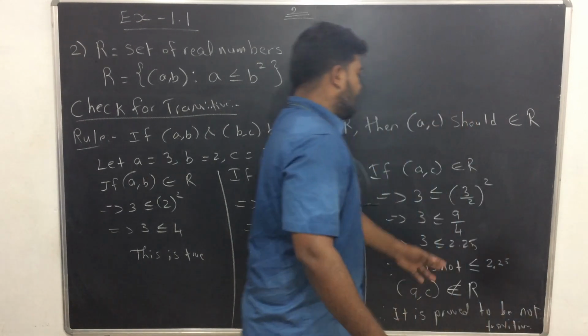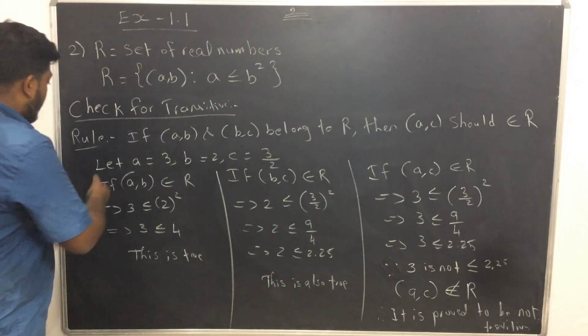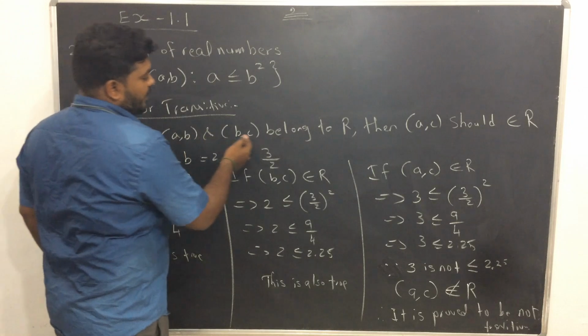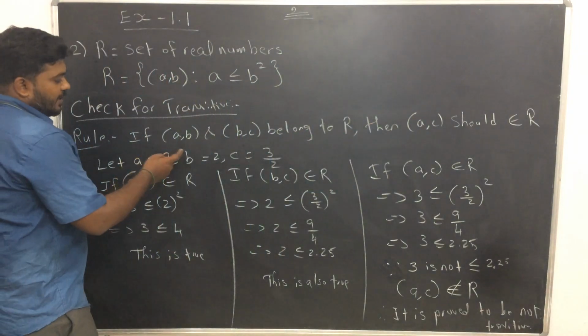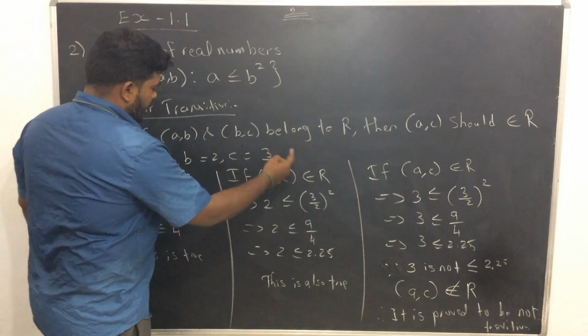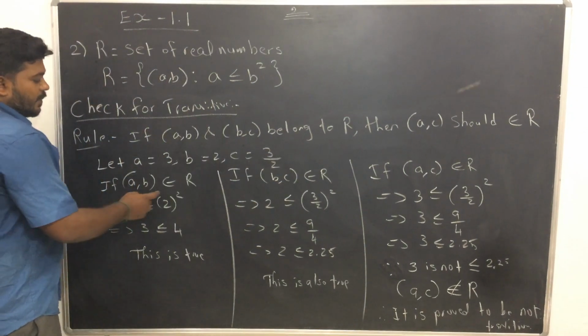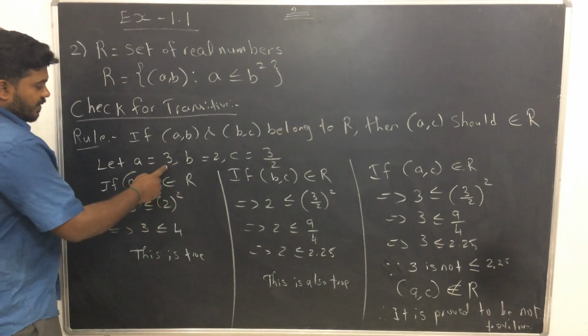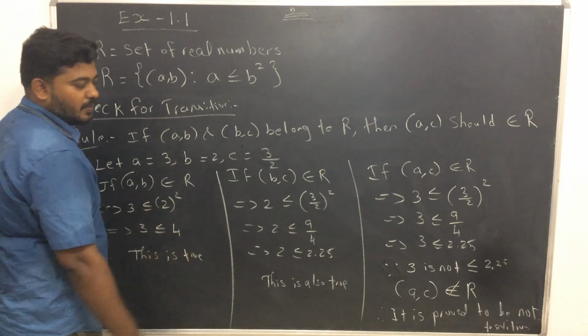I have very little space here, so pardon me. So how did we start? We started by saying the rule: if A comma B and B comma C belong to R, then A comma C should belong to R. We took A to be 3, B to be 2, and C to be 3 by 2. Of course, they are all real numbers. Then, if A comma B belongs to R, let's check. 3 is less than or equal to 2 square, that is 4. Of course, 3 is less than 4, so this is true.